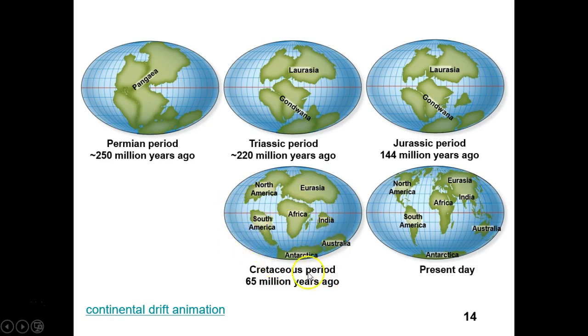Here we have the Cretaceous period. We have those continents that are pretty well separated. And then here we have present day and how the Earth looks. This animation here shows the continental drift. Again, I'm not going to show you this because I don't want to play the animations and have them not work, but definitely stop the video and play that animation. It'll help you understand continental drift.